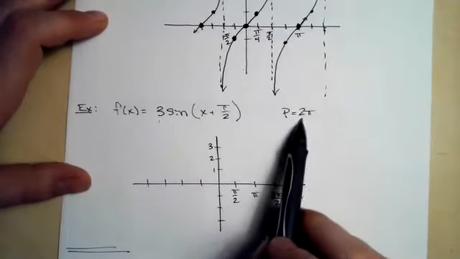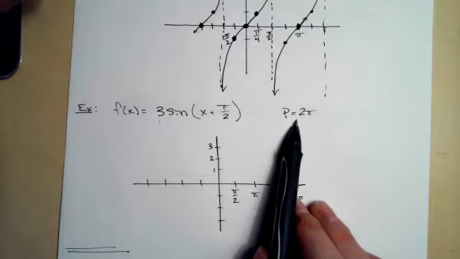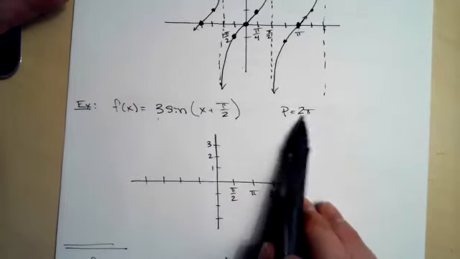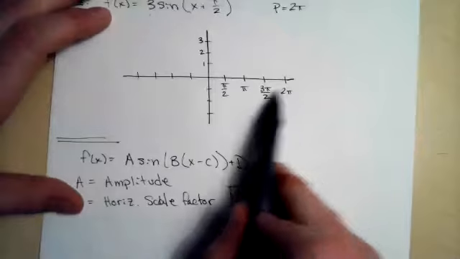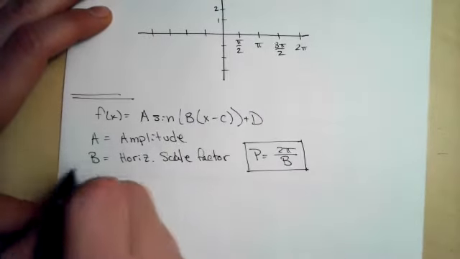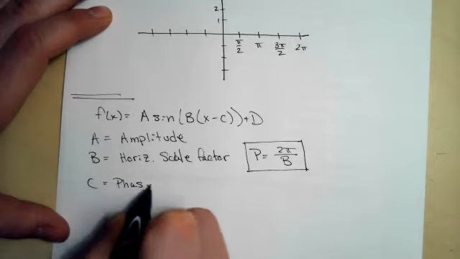So when I first started off, when we're labeling our axes, the first thing we want to figure out is what is the period? And so since our B term was just 1, 2 pi over 1 gives us our period of 2 pi. So we can label the axes that way. C is going to be our phase shift. This is a horizontal shift.